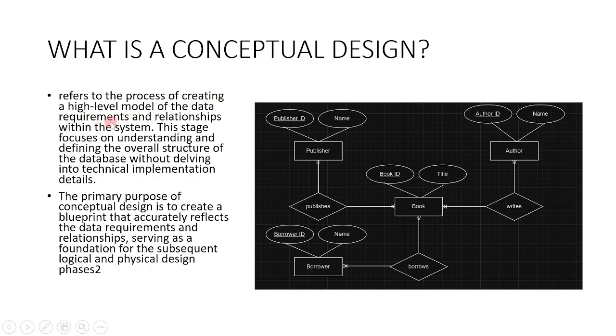It refers to the process of creating a high-level model of the data requirements and relationships within the system. The primary purpose is to create a blueprint that accurately reflects the data requirements and relationships, which serves as the foundation for the logical and physical design phases. So based on the definition, after our conceptual design, next would be the logical design and then the physical design.